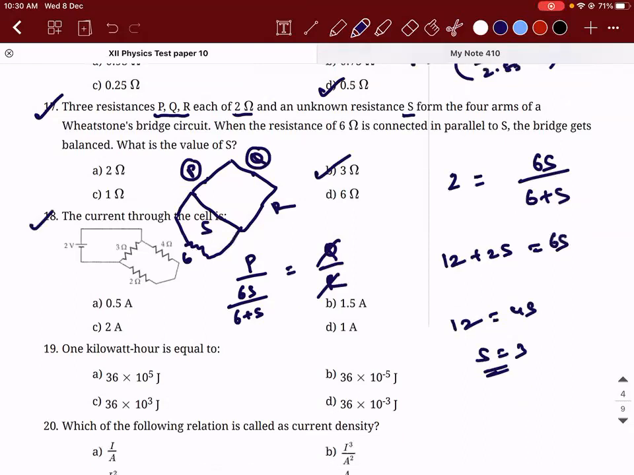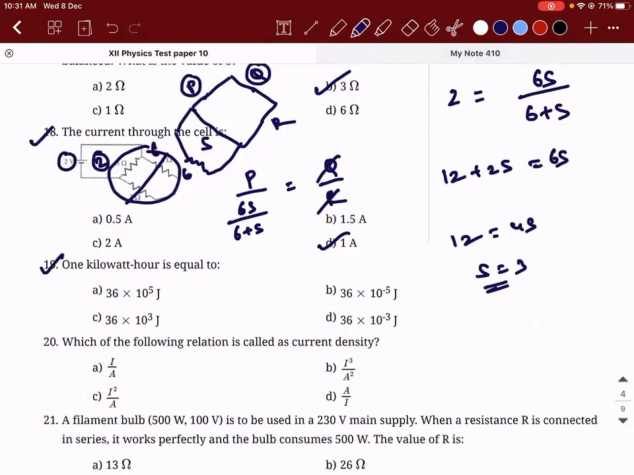Question 18. The current through the cell is how much? Simple. These two are in series. So 3 and 6 are in parallel. 6 into 3 by 6 plus 3, 18 divided by 9, is 2. So this whole circuit can be replaced with a 2 ohm resistor. 2 volt connected across 2 ohm will give you 1 ampere.